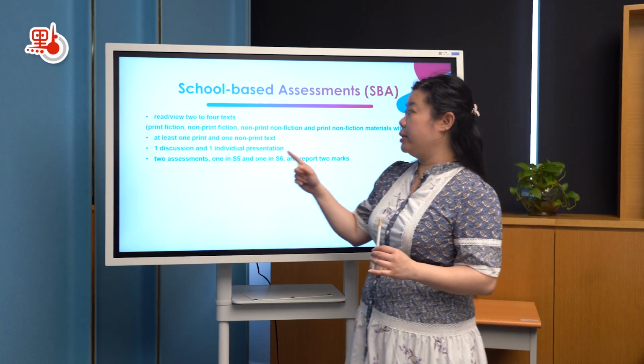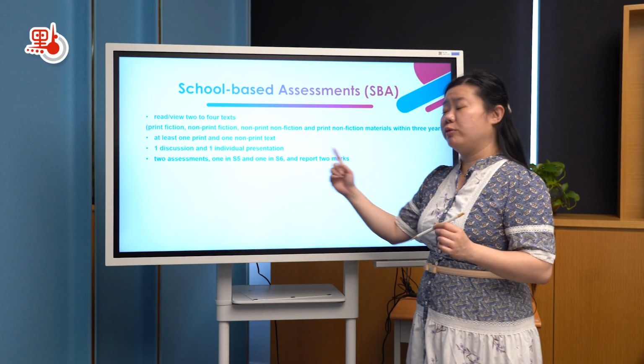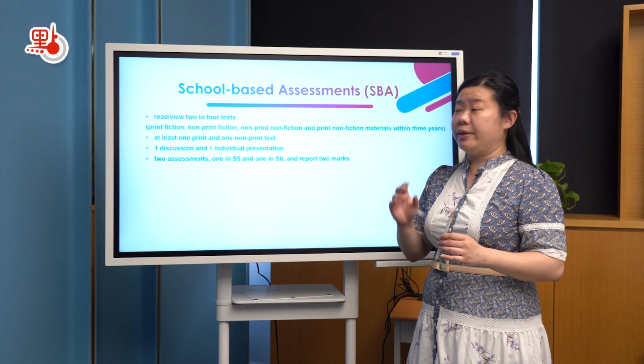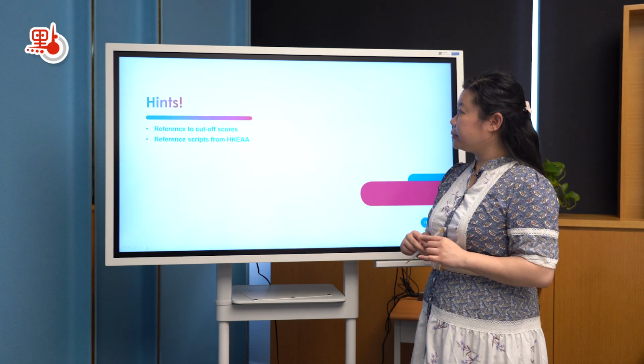So you have to do it within 3 years. There will be at least 1 text from print and 1 text from non-print, 1 discussion and 1 individual presentation. There'll be 2 assessments. Usually it's 2 assessments, but for 2023 and 2024, they only have to submit 1 mark. Normally it should be 2 assessments, 1 in Form 5 and 1 in Form 6, and there will be 2 marks recorded for the SBA.